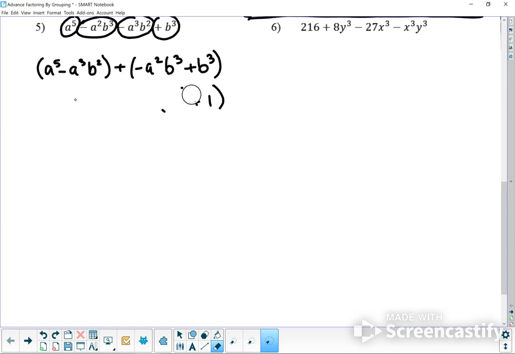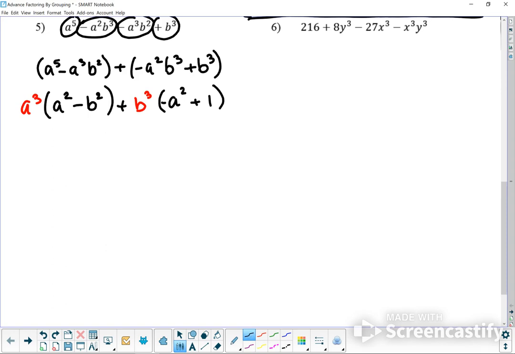Okay. So that doesn't work because what we have inside the parentheses doesn't match up. Okay, even if I change the a to a positive a and then 1 to negative 1, even if I change it to that, it'd be a squared minus 1. That doesn't work either. Okay.